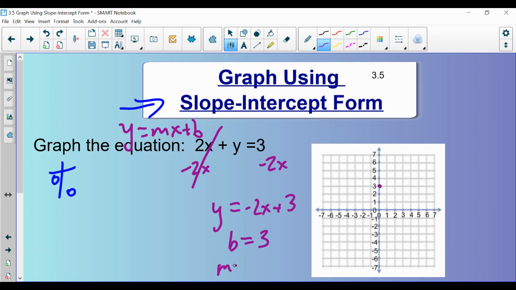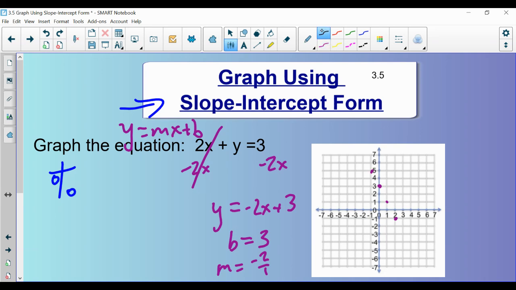My slope is -2, which we like to call -2/1, right? Because we like to think of slope as a fraction. So from here, we would rise -2 and run 1. Rise -2 and run 1. So go down 2 over 1. We could also remember go up 2 and left 1. That'll still be on our line.